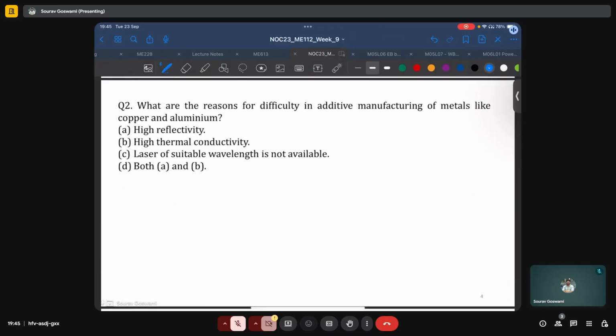Question 2 is asking us, what are the reasons for difficulty in additive manufacturing of metals like copper and aluminum? Is it the high reflectivity? Is it high thermal conductivity? Is it that lasers of suitable wavelengths are not available? Or is it a combination of some of these?